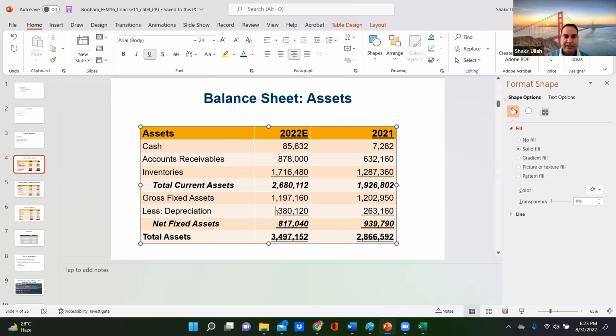So what we do is that we calculate the total depreciation of the fixed assets and we remove it from the gross value. So that means like 1.2 million minus 380,120. We find that difference and the final result would be the net fixed assets. So we remove the depreciation. This is the value of our assets on our balance sheet. The book value, this net fixed asset is what we also call the book value of our assets.